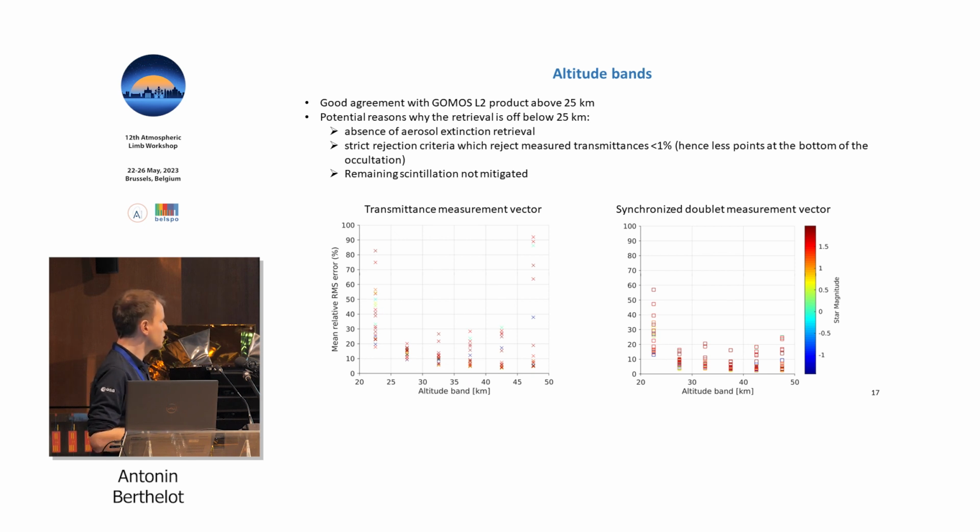There are other reasons why we could have these strong errors here, mainly that we have not included yet the aerosol extinction in our retrieval, so we expect this to get better once we actually take care of the aerosols. Also, we have quite a strict rejection criteria on the measured transmittances, so below 1%, for instance, of transmittance, we just discard the values, meaning that here at low altitude we have less data points.